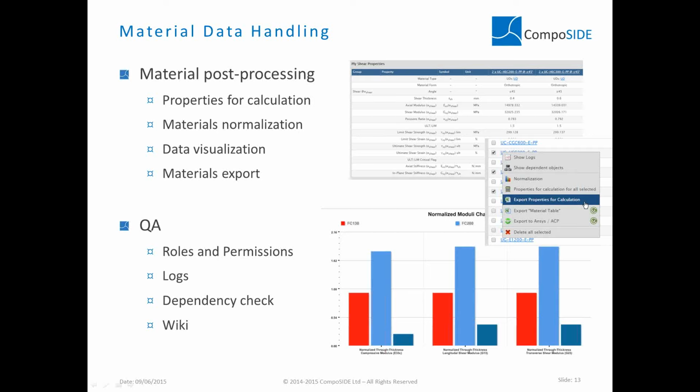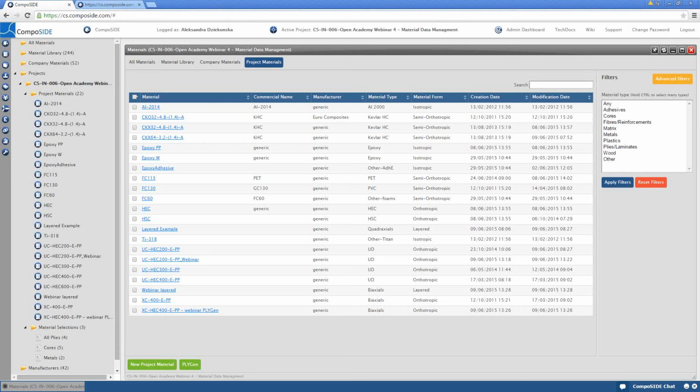So we're going to show you a few things like properties for calculation, material normalization, and data visualization, which is part of it, and material export. And also we're going to touch one more element, which is part of the material handling, which is quality assurance. So we are going to touch things like roles and permission, logs, dependency check, and wiki, which we already showed you a little bit. Okay.